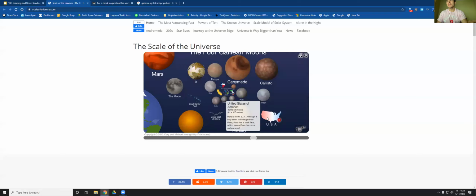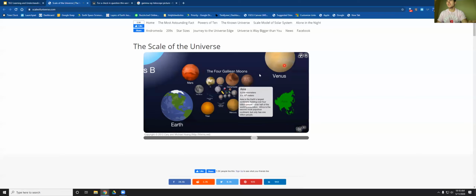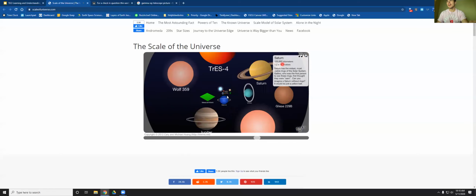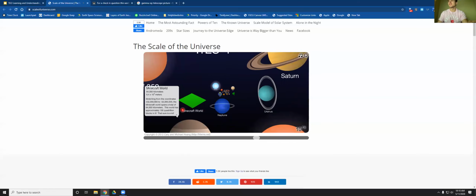Earth, USA, Asia, Venus. Keeps going out. Now, oh yeah, there's Minecraft World. I think that was sort of funny. Minecraft World is actually bigger than Earth, apparently. If you used it as a real world, I think that was sort of cool.